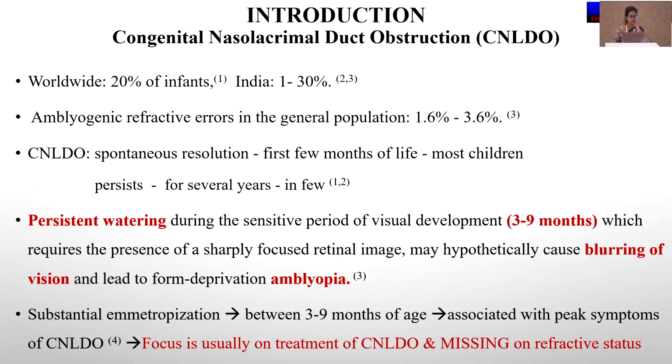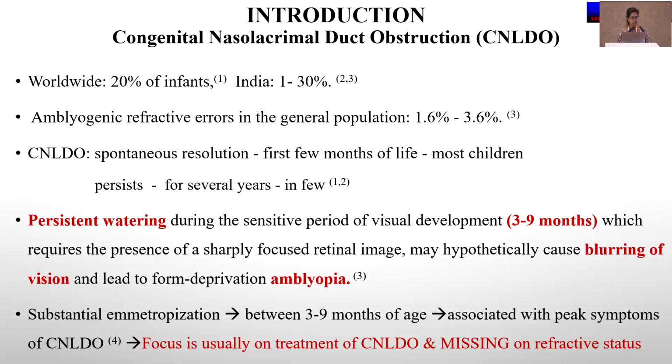We know that persistent watering during the sensitive period of visual development, that is 3 to 9 months of age, which requires the presence of a sharply focused retinal image, may hypothetically cause blurring of vision and lead to form deprivation amblyopia. We also know that substantial emmetropization occurs between 3 to 9 months of age. This is associated with peak symptoms of CNLDO.